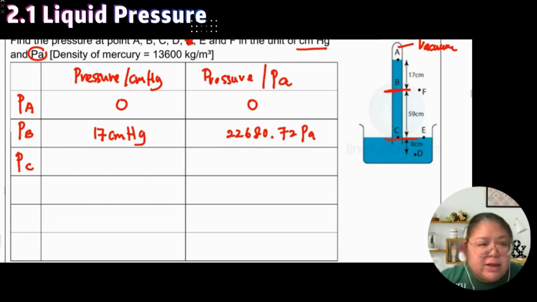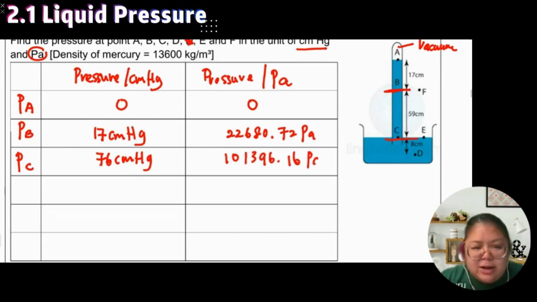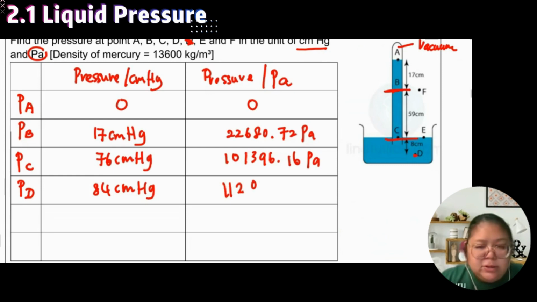You take 59 plus 17, 76 cm mercury. In Pascal, faster, right inside the chat: 101396.16 Pascal. Next, PD means you add one more x cm, then it is 84 cm mercury. And the next one is 112069.44. Okay, you can write standard form, just make sure standard form is 4 decimal points.